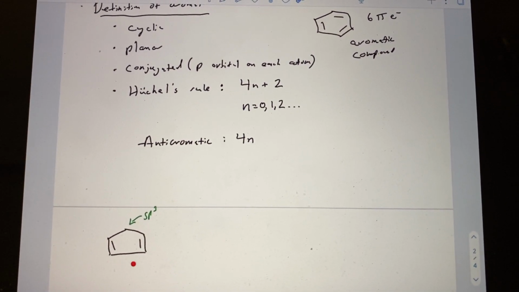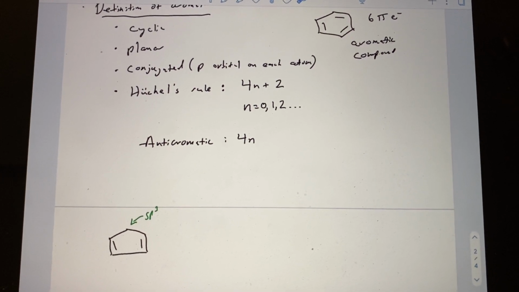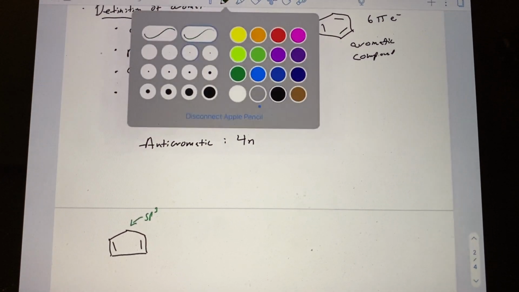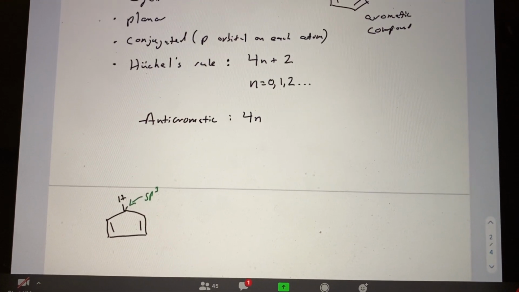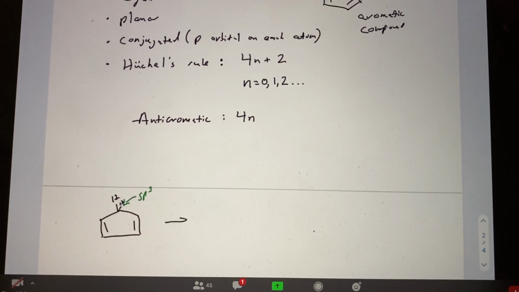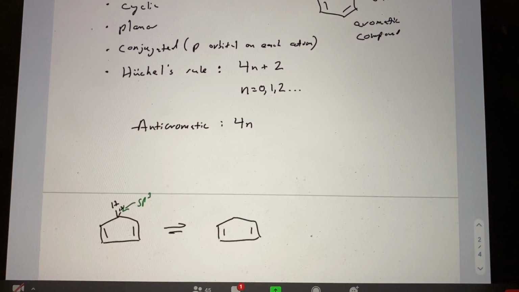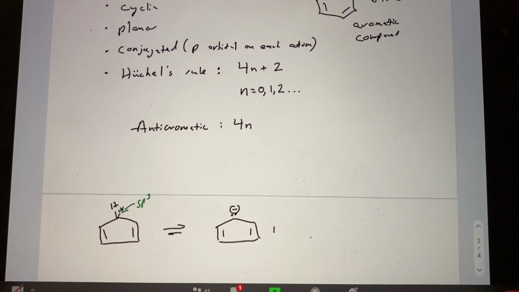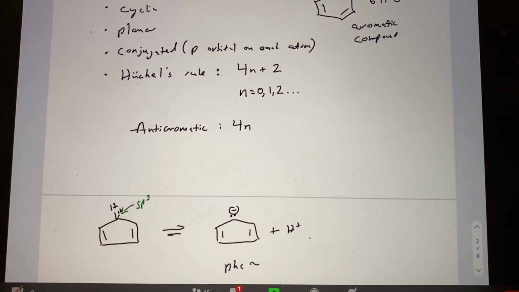However, one thing that's really surprising at first about this cyclopentadiene is that if you were to take this compound and measure the pKa value for one deprotonation, you would actually find that deprotonation of cyclopentadiene here to form this anion has a pKa of around 16.